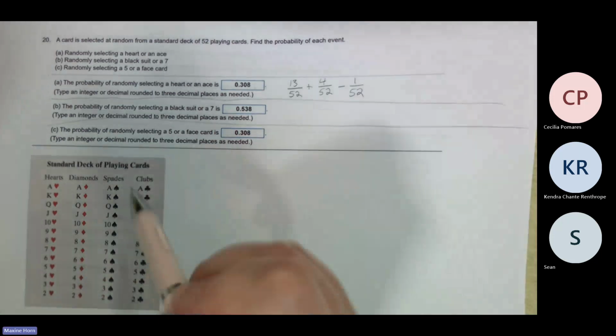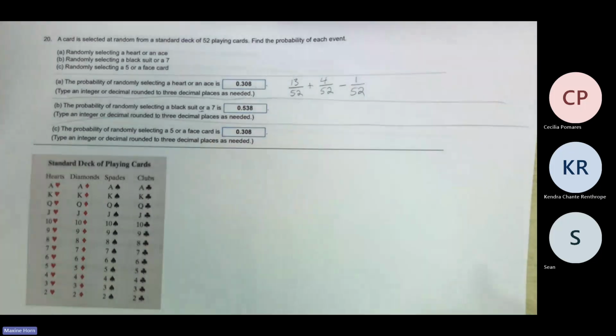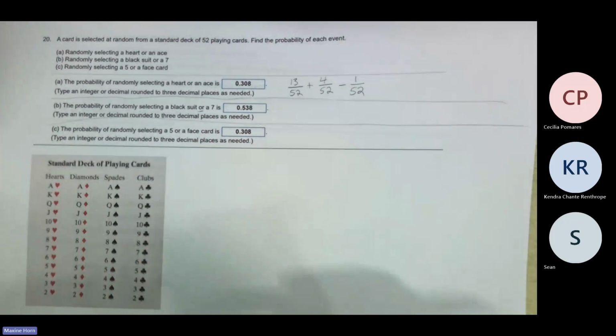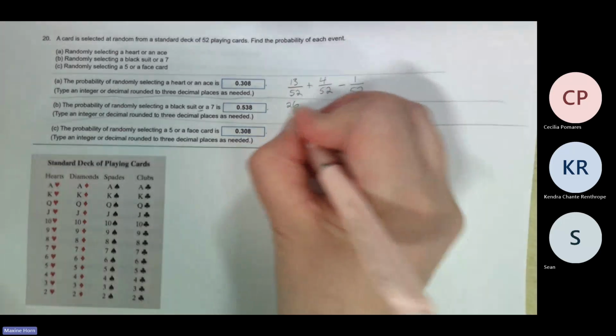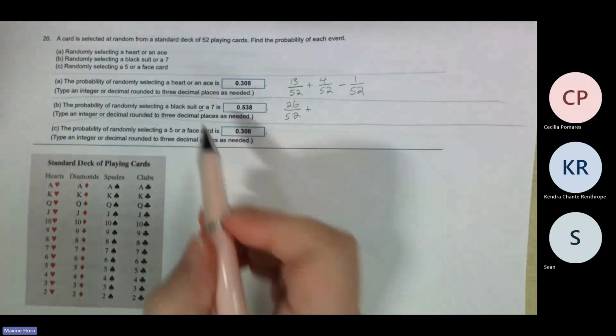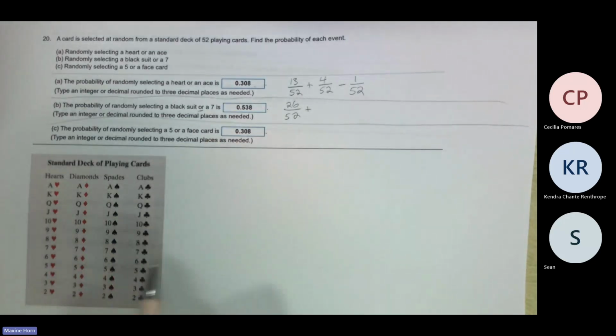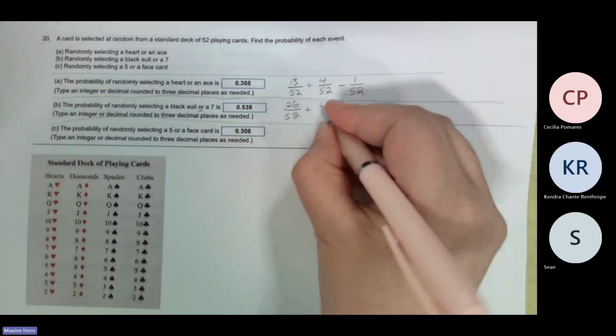Okay, next one. Probability of randomly selecting a black suit or a 7. All right, so black suits. So half of the deck is black. So that's 26 out of 52 because half the deck is black. Or a 7. How many 7s are there? There are 4 7s. So 4 out of 52.